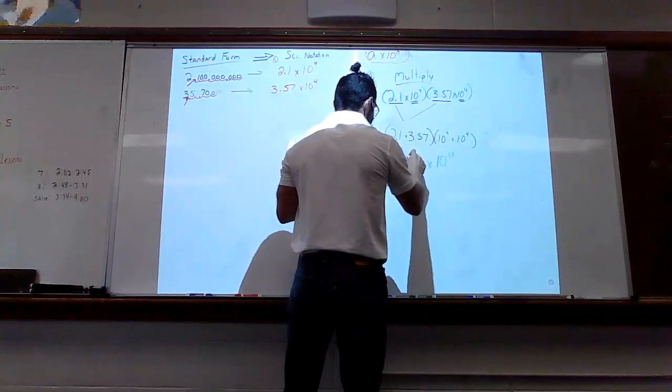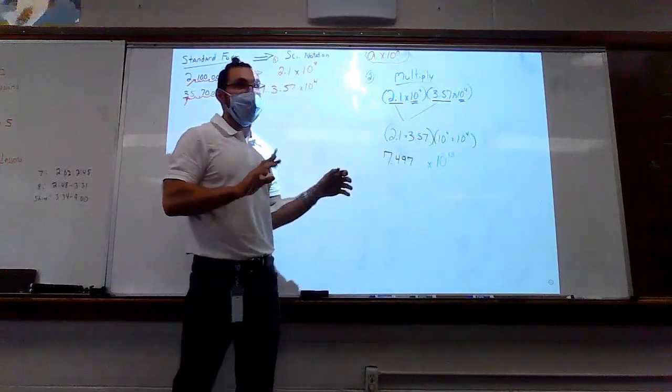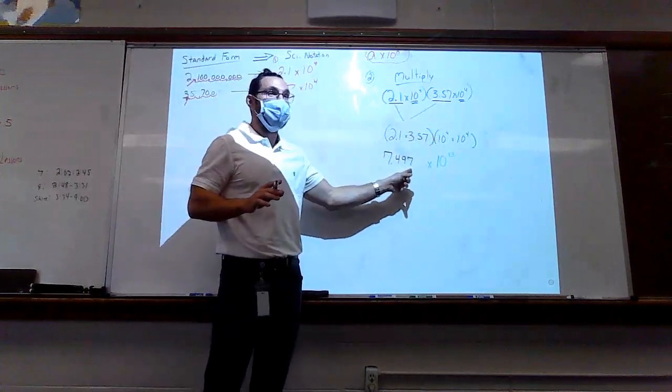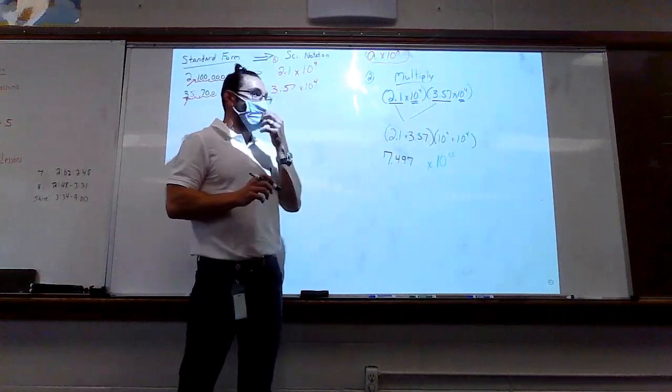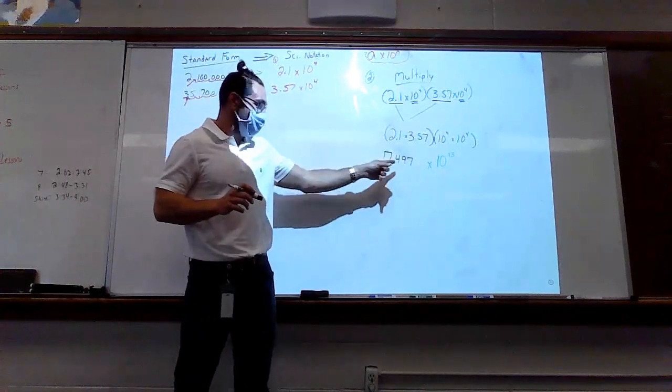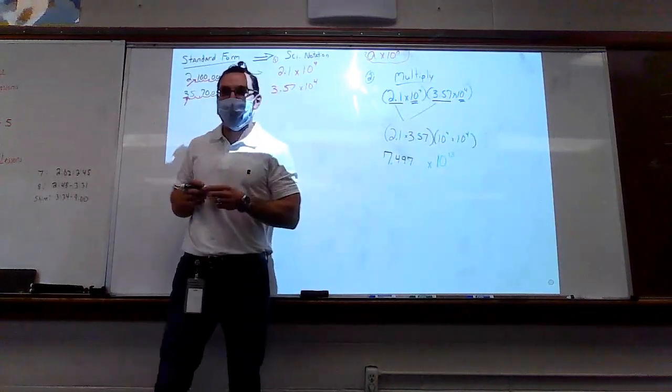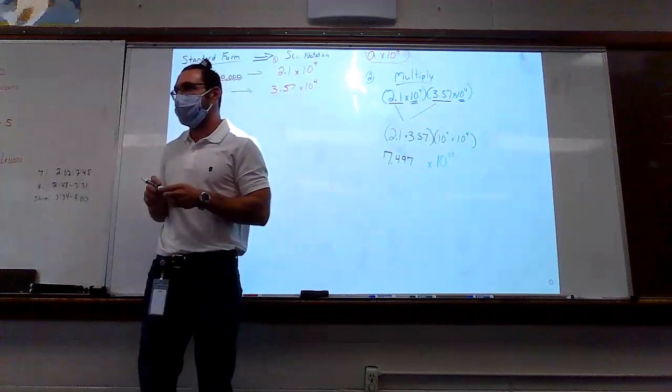0.497. I need to remember how to pronounce decimals. So 0.497, that's 497 thousandths. Oh, 'cause it'd be 1,000 if it doesn't. That's the thousands. Yep, good. 7 and 497 thousandths times 10 to the 13th.